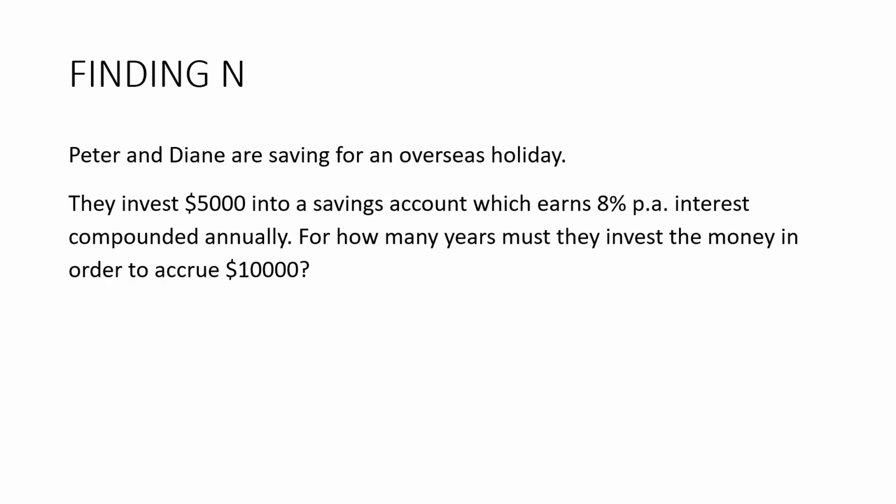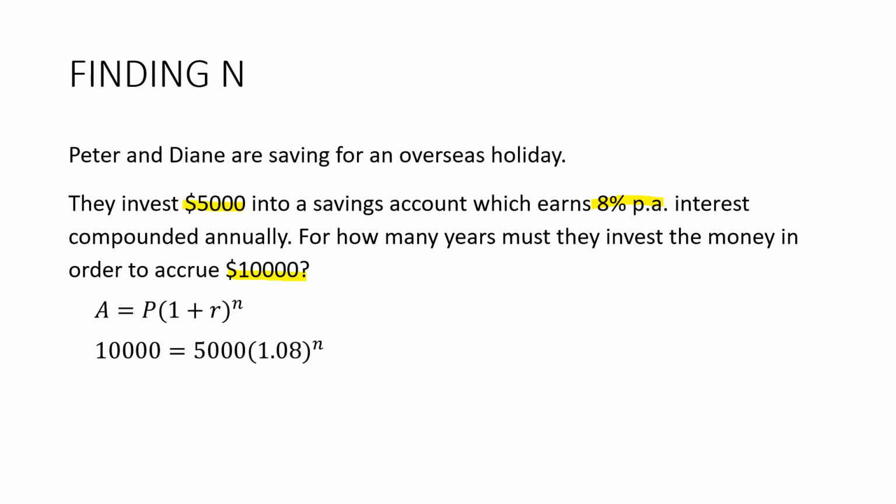But they shop around and they can't find a savings account that's going to give them 14.87%. So the best they can find is 8%, and they've asked us to figure out how many years they're going to have to invest their money in order to get $10,000. All right, let's have a look what we've got. We've still got P is 5,000. We know R is 8%. And we've got A is 10,000. We don't know N. So let's substitute it in.